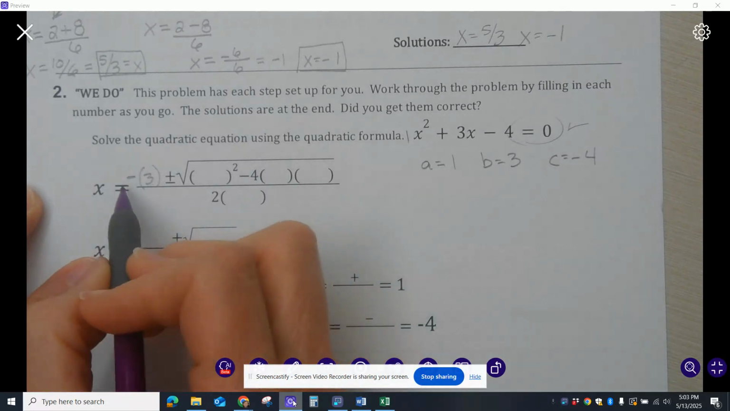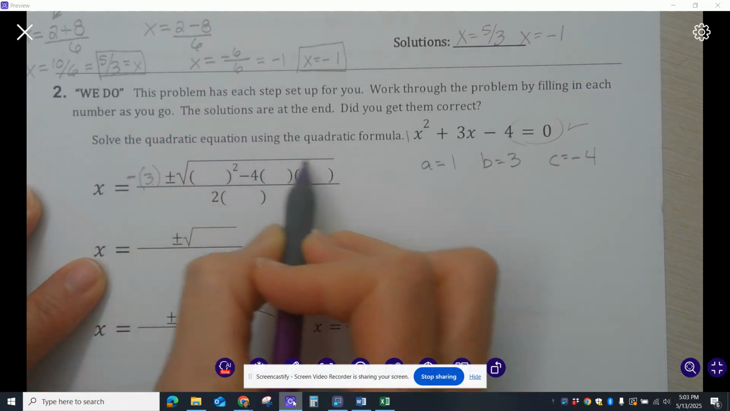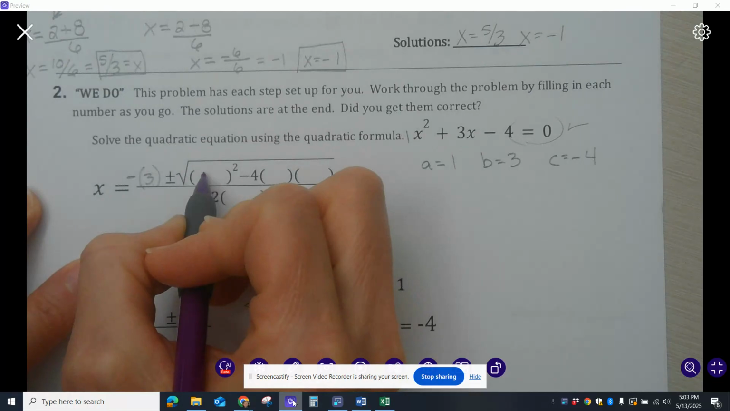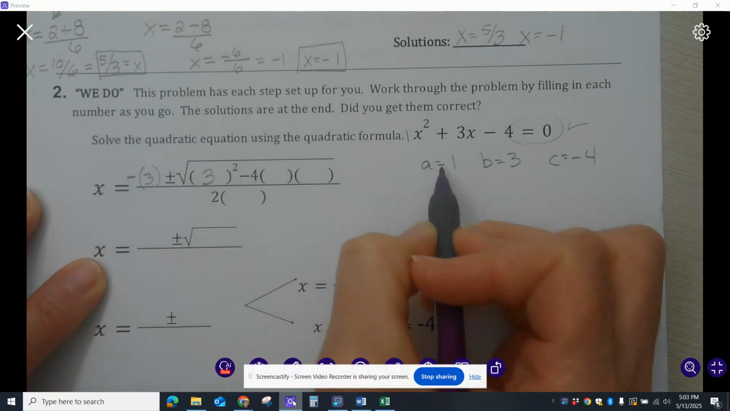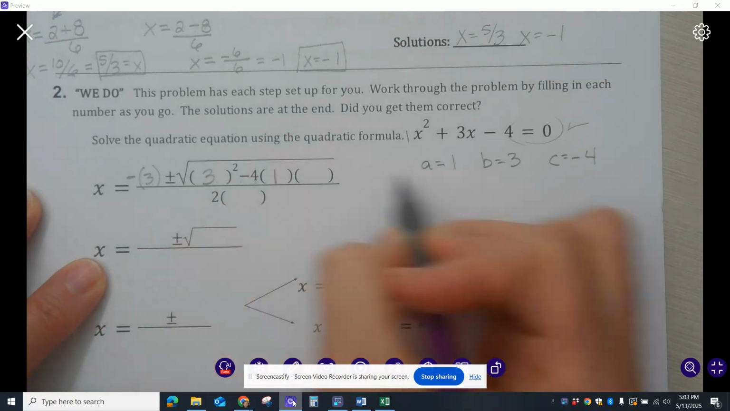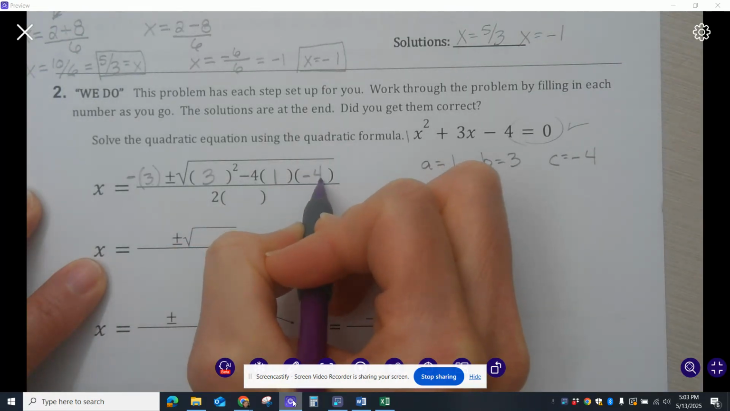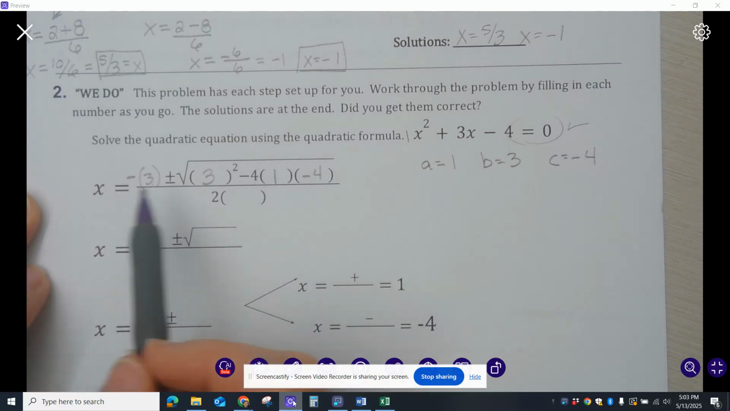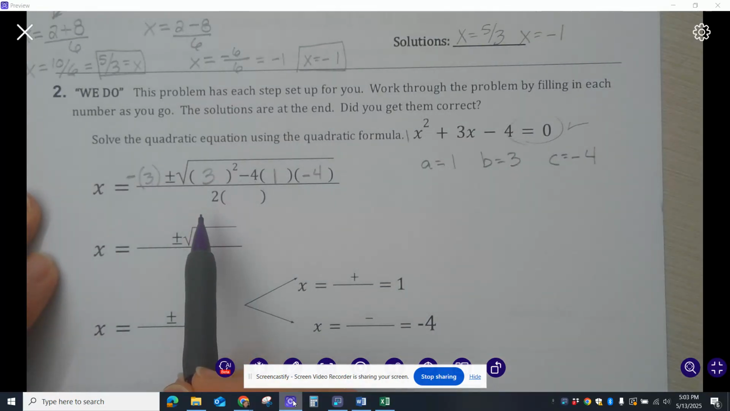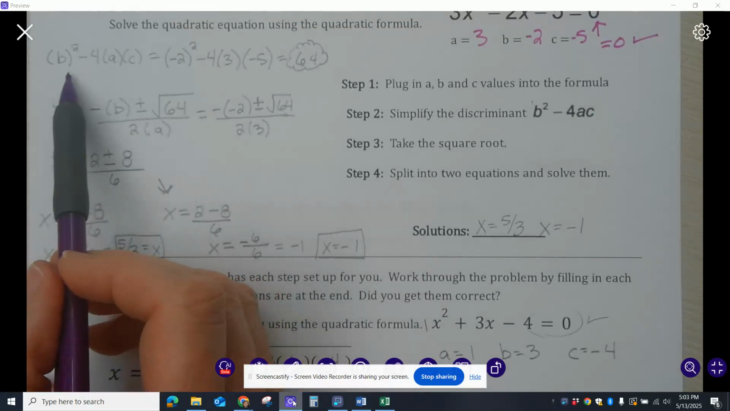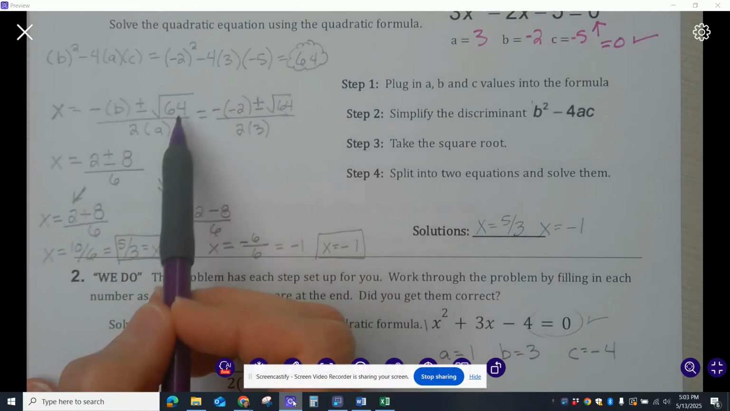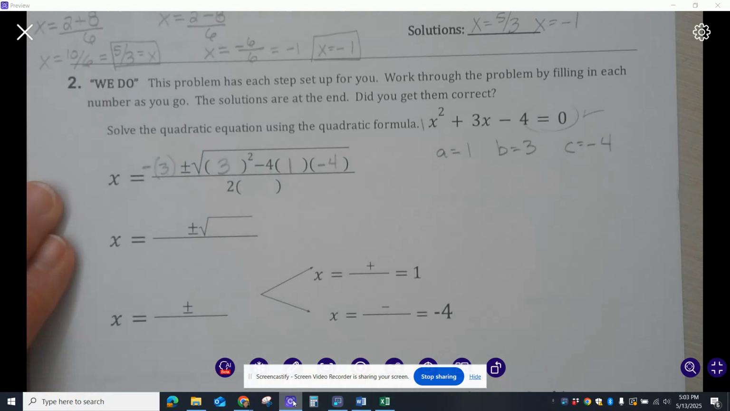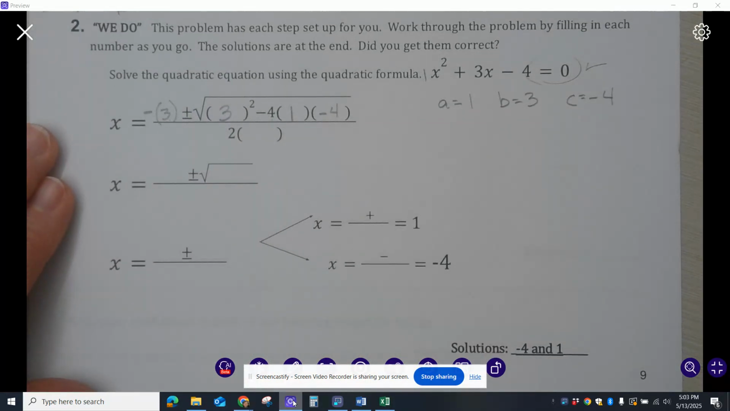Okay, so negative b plus or minus the square root of b squared. B is 3, so my 3 is going to go in there. Minus 4 times a, which is 1, times c, which is negative 4. So this one we sort of gave you a setup to get you started. But remember, if you don't have that, I recommend you find your discriminant first. I call that the cloud, and put that under your square root. But this one's got this nice template, so let's keep using this.